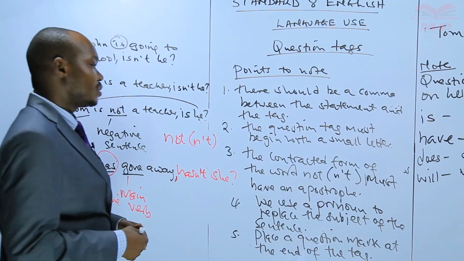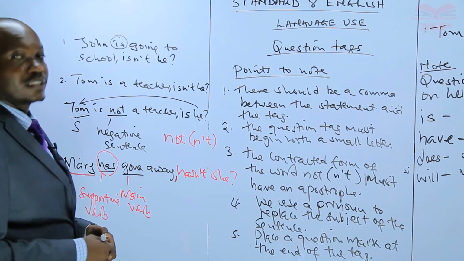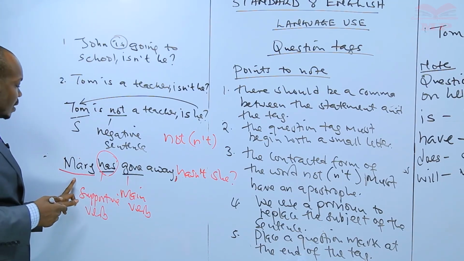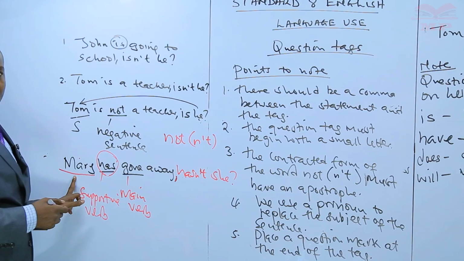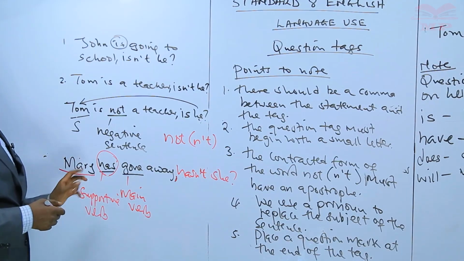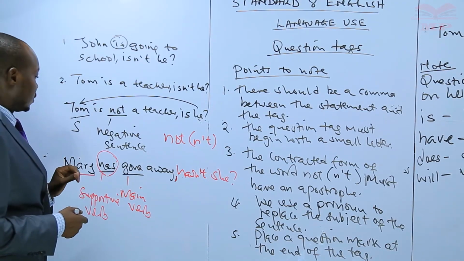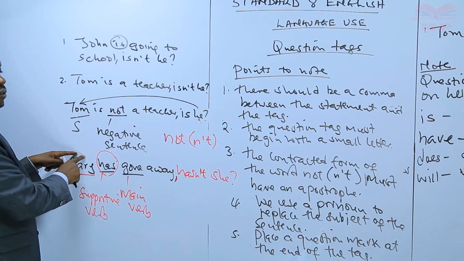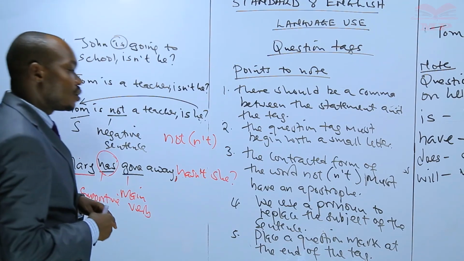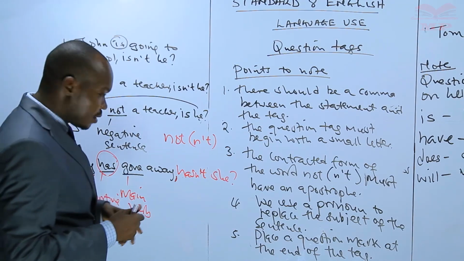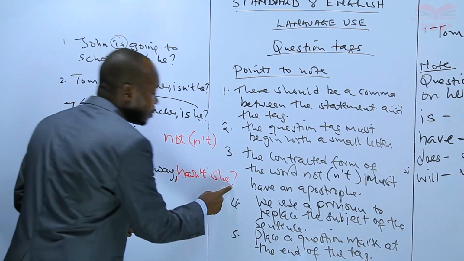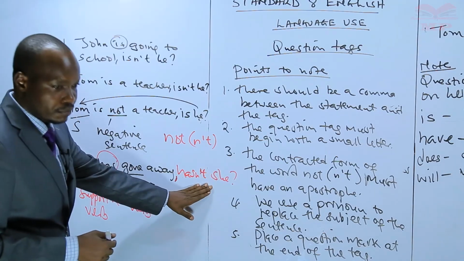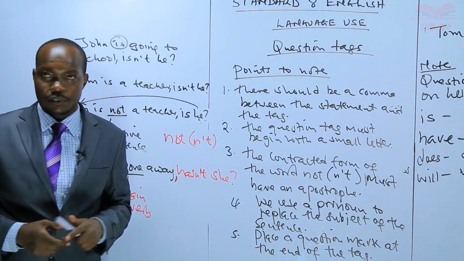Number 4, we use a pronoun to replace the subject of the sentence. Here is the subject. Mary is our subject. Mary is female, a girl. So use pronoun she. So we have hasn't she. She refers back to Mary. Number 5, place a question mark at the end of the tag. This is the tag. So we must have a question mark at the end, right? So this is the question tag. Shall we look at some more examples?